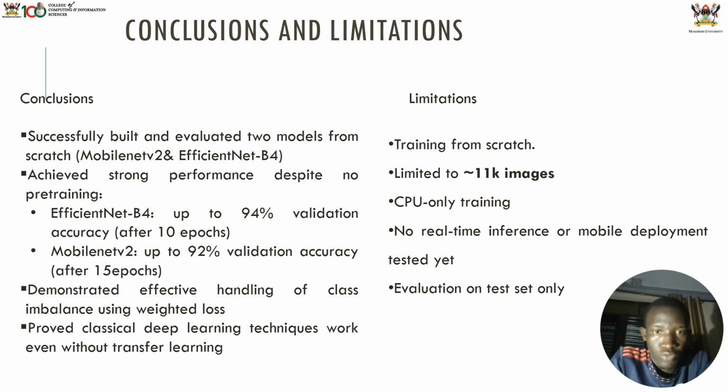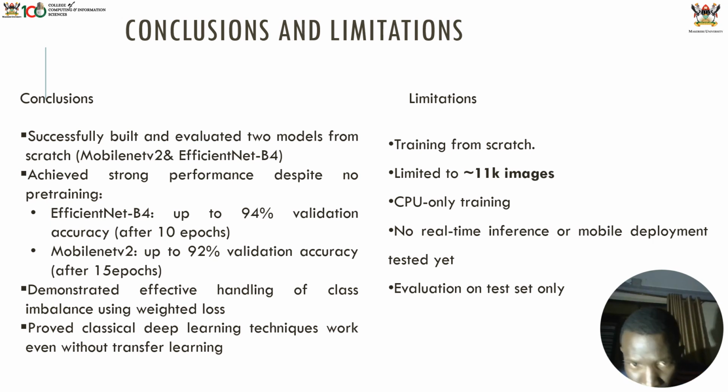These are some of the conclusions and the limitations that we came up with. The conclusion: we successfully built and evaluated two models from scratch. That was MobileNet V2 and then EfficientNet V4. We achieved a strong performance despite no pre-training. EfficientNet V4 gave us the highest validation accuracy of 94 after 10 epochs. And then also MobileNet gave us 92 validation accuracy after 15 epochs. This demonstrated the efficient handling of class imbalance.